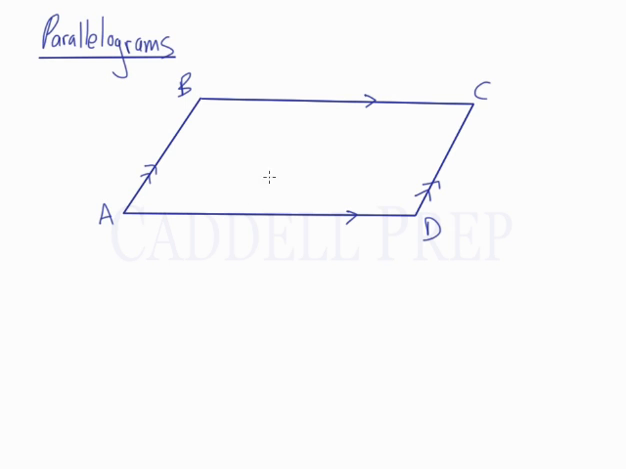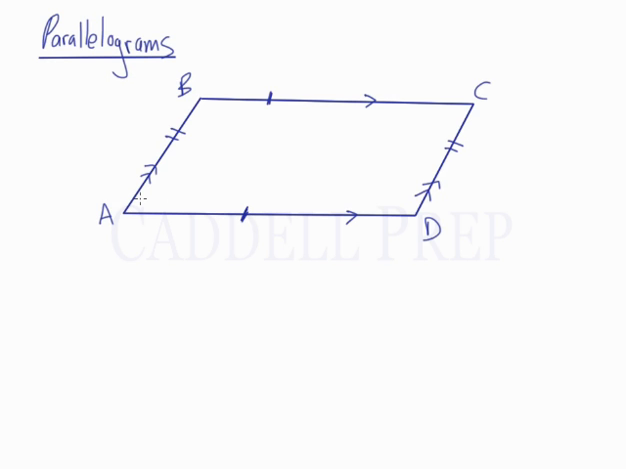Besides these two pairs of sides being parallel, they're also congruent. So BC is parallel to AD, but also BC is congruent to AD. So these are the same lengths. AB is parallel to DC, but also AB is congruent to DC. So AB is the same length as DC.